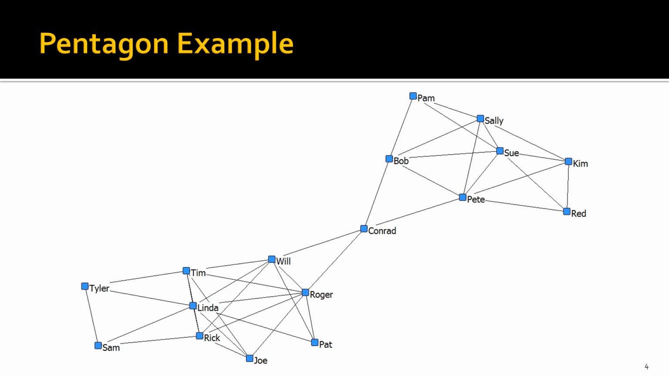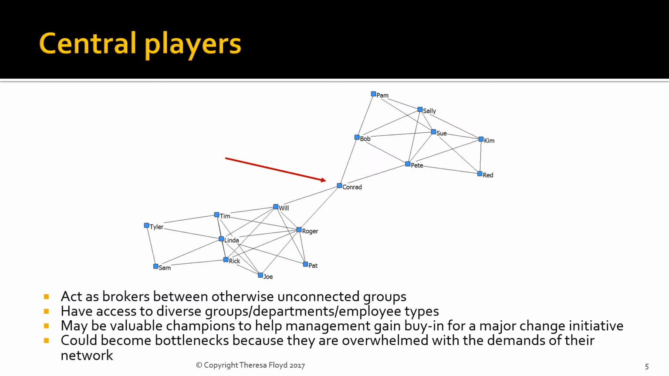Second of all, you'll notice that there are 2 distinct clumps in this network. And I know that these clumps represent people that formerly worked in the military, the folks in the upper right corner of the network, and then our civilian workers. And so Conrad in this network is what we would call somebody who is a central player. They act as brokers between otherwise unconnected groups. You can see that without Conrad, those 2 groups would be completely disconnected.